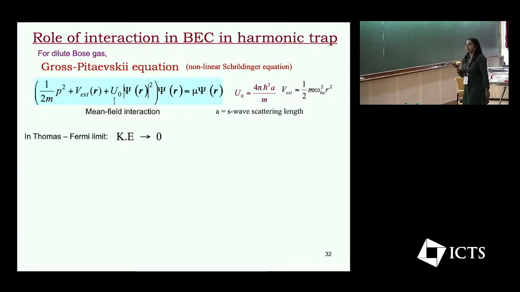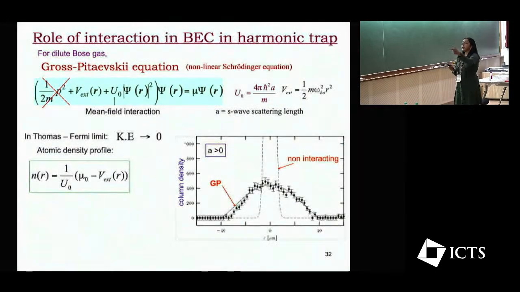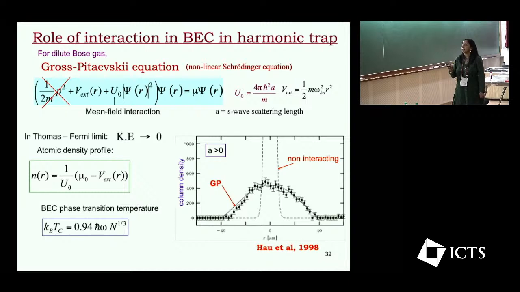In the Thomas-Fermi limit, we put the kinetic energy to 0, because in the Bose-Einstein condensate the temperature is very low, in the nanokelvin range, so we can safely ignore the kinetic energy. The atomic density profile becomes like an inverted parabola. This is the shape we get when we have a Bose-Einstein condensate, because of the mean field interaction. In the non-interacting case, it's like this shape. So this interaction gives the Bose-Einstein condensate an inverted parabola kind of shape, and this gives the BEC phase transition temperature.